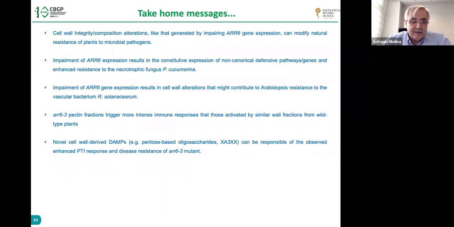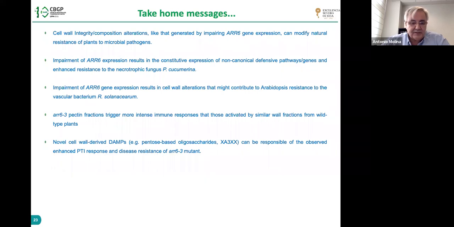That the impairment of the ARR6 gene expression results in cell wall alteration that may contribute to Arabidopsis resistance to the vascular bacterium Ralstonia solanacearum. That the pectin fraction from this mutant triggers a more intense immune response than those activated by similar wall fractions from wild-type plants. And this suggests that this fraction contains higher levels of DAMPs than wild-type plants, or novel DAMPs. And based on the analysis of this fraction, we have identified a novel cell wall-derived DAMP. There is a pentose-based oligosaccharide that can explain the observed enhanced PTI response and the disease resistance of the Arabidopsis response regulator 6 mutant.